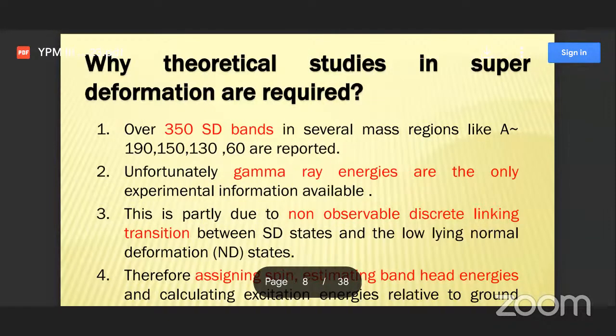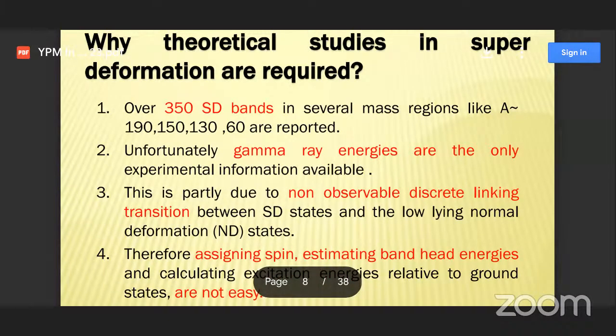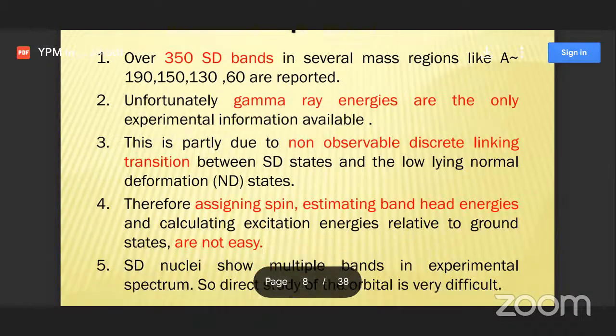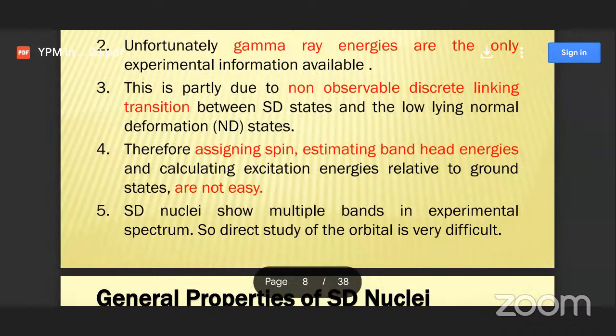Now the question came to mind: why are theoretical studies in super deformation required? From the previous diagram, over 350 SD bands in several different mass regions have been reported till now. Unfortunately, the gamma ray energies are the only experimental information available to us. This is because of the non-observable discrete linking transitions between the SD states and the low-lying normal states. Nowadays, some nuclei have a linkage between the normal deformed and the super deformed states, but not all. So there is a major challenge for theoreticians as well as experimentalists to assign the spins, estimate the band head energy, and calculate the excitation energy relative to the ground state for these nuclei, which is not at all an easy task.